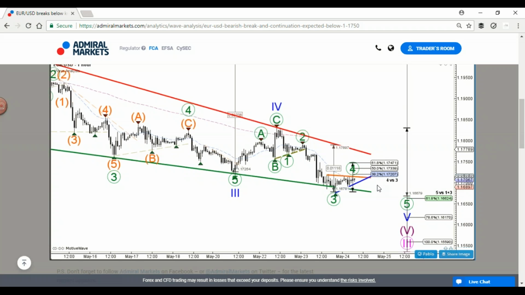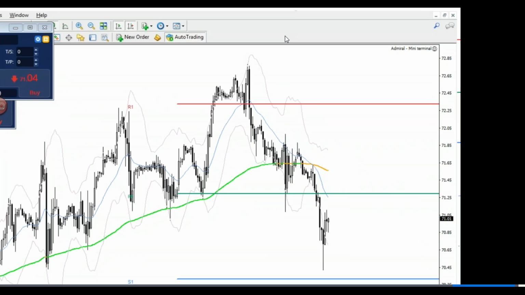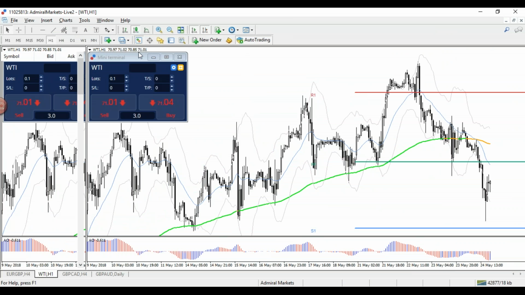Today, I was expecting euro dollar to be in a potential wave four, but I needed the price to stay below 117.50, and I needed it to break below support. It never broke below support, so I didn't trade it, and it actually broke to the upside. It broke above this orange trend line. We can take a look at the live charts now to see what happened with the euro dollar today.